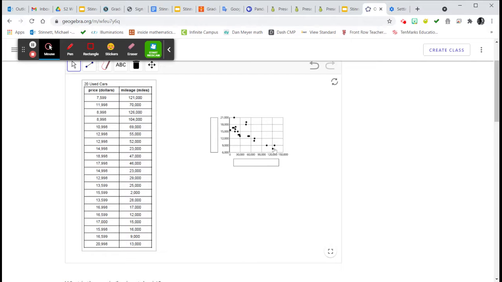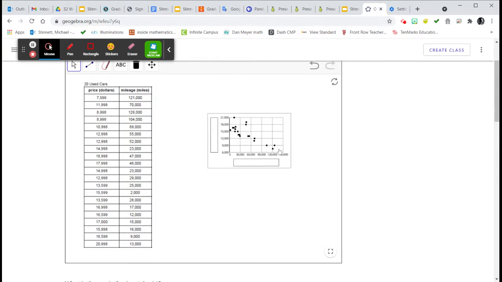But look at these cars down here. These cars down here have high mileage. They have a lot of mileage and their price is low. And that makes a lot of sense, right? The more mileage is on a car, the less it's going to cost because it's been driven around a lot. This car right here has barely been driven. It's probably only got like 100 miles on it. So its price is a lot higher than the cars down here.